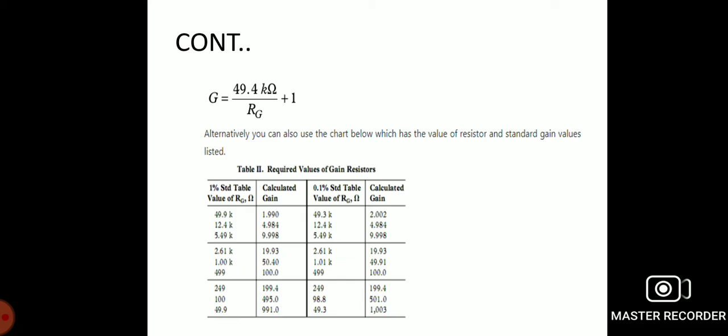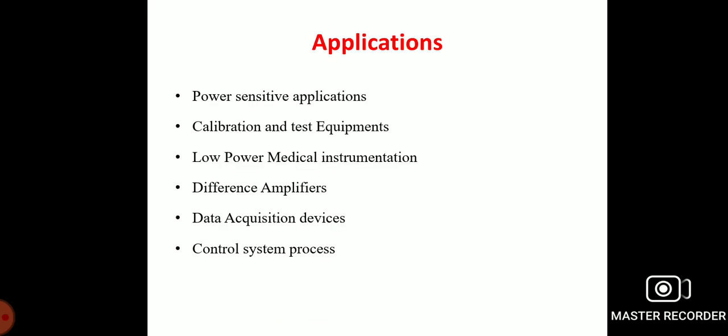Now what are the applications of the AD623 IC? Here are the applications: it is used in power sensitive application circuits, calibration and test equipment, low power medical instrumentation applications, and it is used in different amplifiers and data acquisition devices, and also in control system processes.